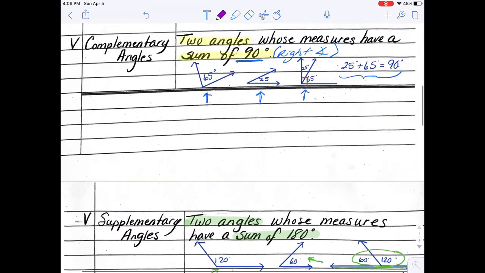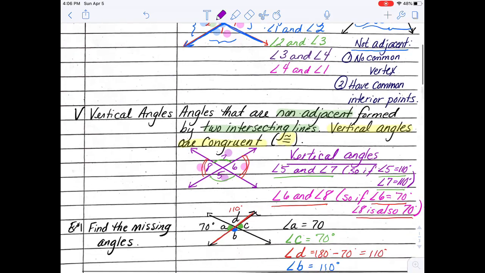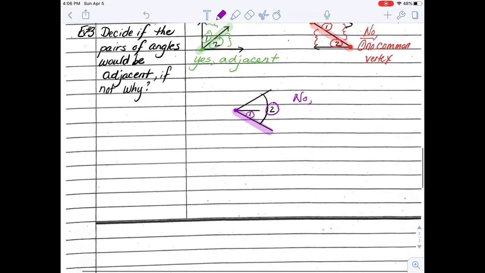Remember, let me look back up here really fast. They have to have no common interior points. And we could see in that one right there, it is definitely a lot of common interior points. All these points overlap with all these points. So they have common interior points. That's what makes them not adjacent.